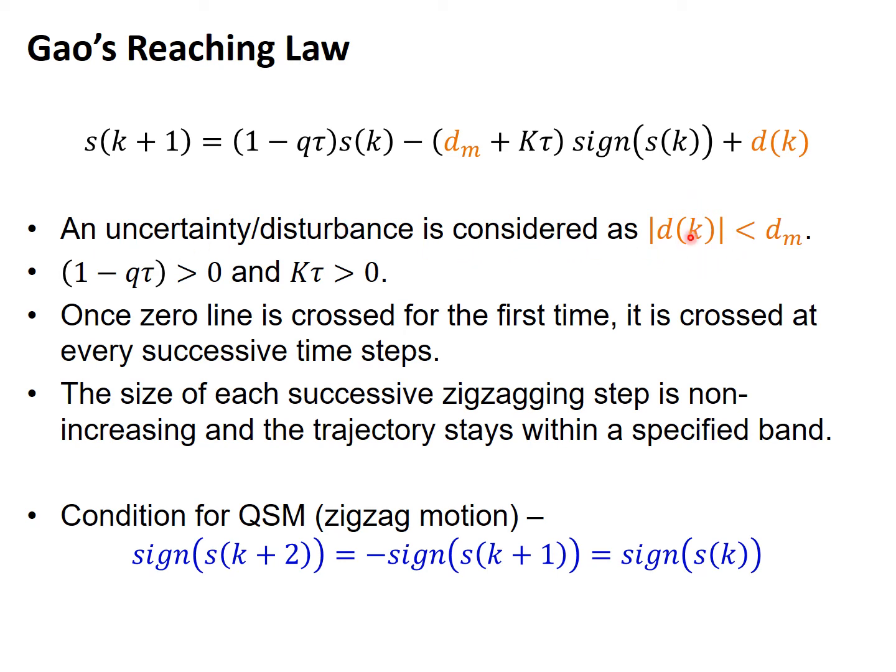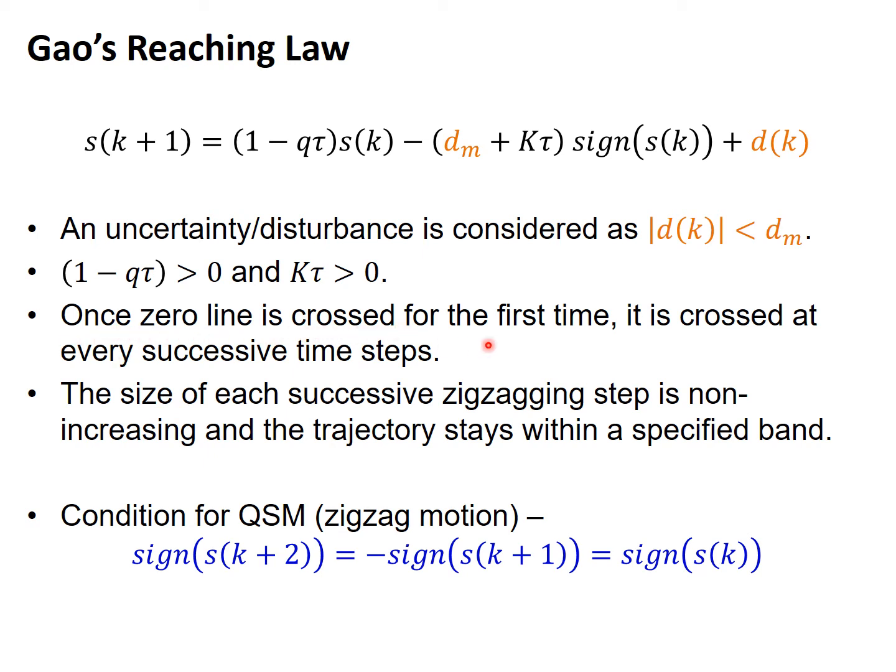So dm is the bound of dk, and the condition on 1 minus k tau and 1 minus q tau and k tau remains the same. They must be greater than 0. However, there would be some additional condition imposed that we'll see.